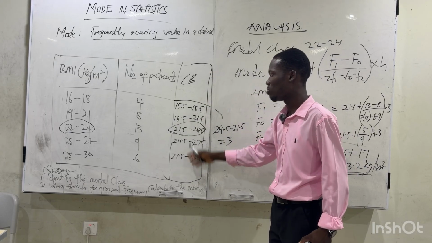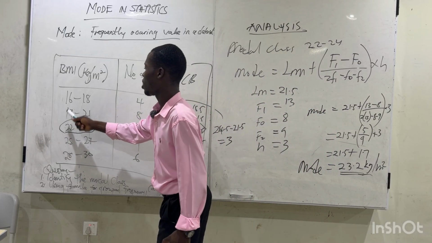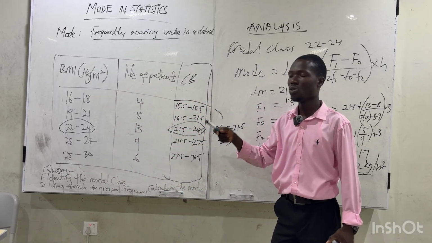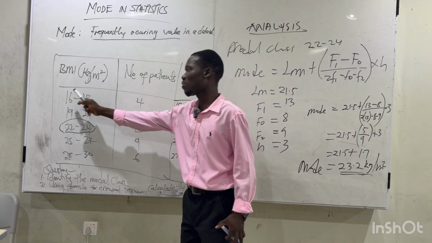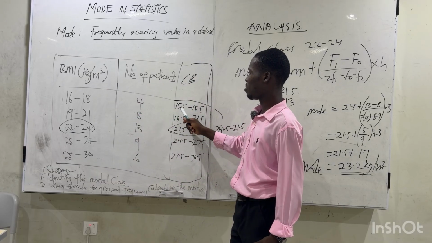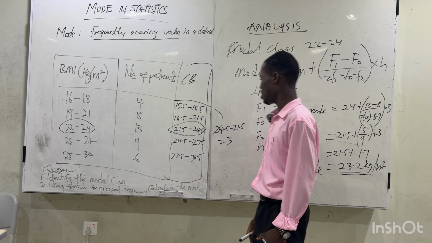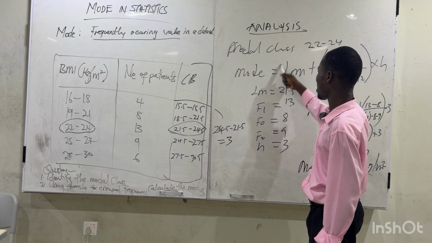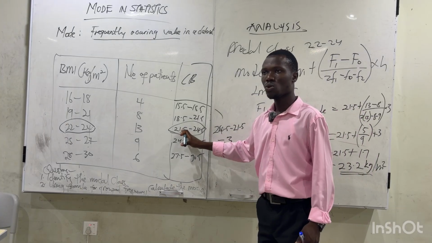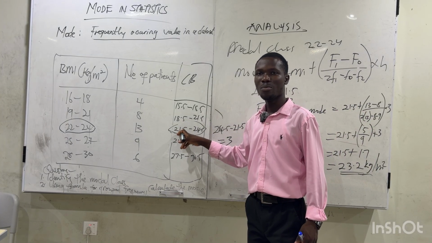In adding the class boundary, we said you just subtract 18 from 19, you get 1, divided by 2, which is 0.5. You subtract it from this side and you add it to this. So it becomes 15 point this, that. So this one is talking about the lower class boundary of the modal class, and this is the modal class.